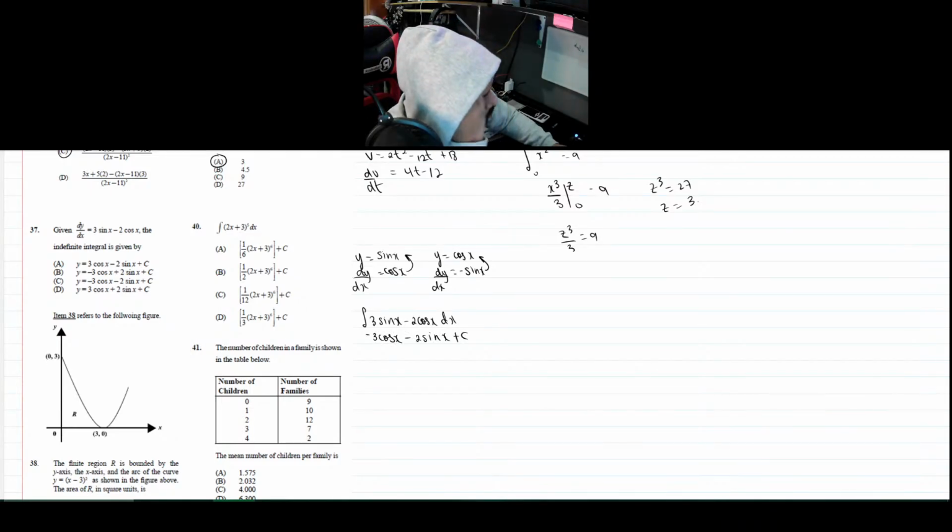So when I am integrating this here, the integral of 3 sine x minus 2 cosine x with respect to x. When I integrate sine, I get negative cosine. When I integrate cosine, I get sine plus c. So I have minus 3 cos minus 2 sine. Good. C is the answer.